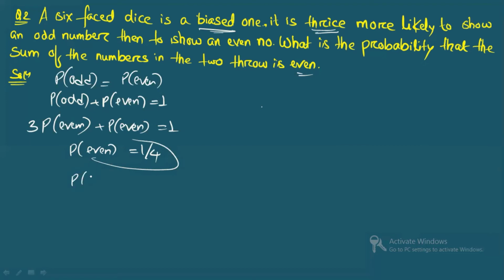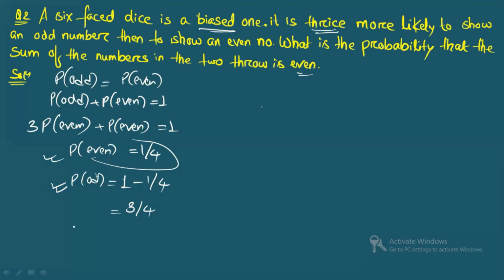To get the probability of odd, from this you can write 1 minus 1 by 4, since the probability of even is 1 by 4. Just substitute the value of even here. So you will get 3 by 4. This is the probability to get an odd number in a dice which is biased, and 1 by 4 is the probability to get an even.